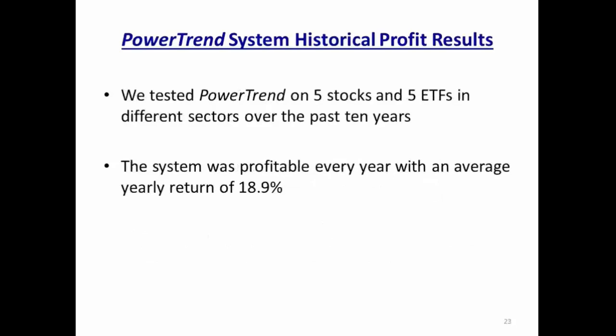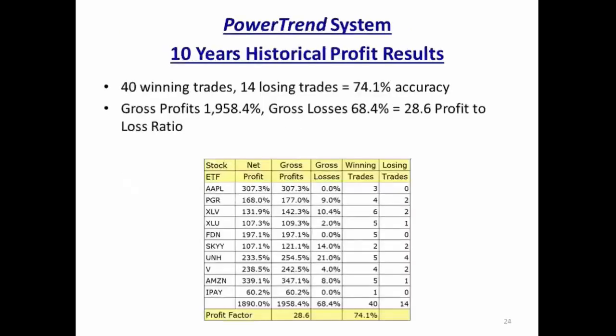And we did a test on 5 stocks and 5 ETFs in different sectors over the past 10 years. And the system was profitable every year, and it had an average yearly return of 18.9%. And this was strictly for buying the stock or the ETF and selling the stock or the ETF. This didn't involve options in any way.